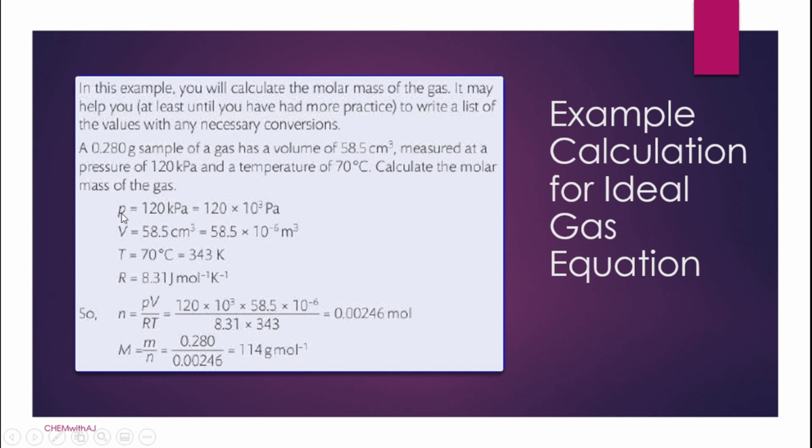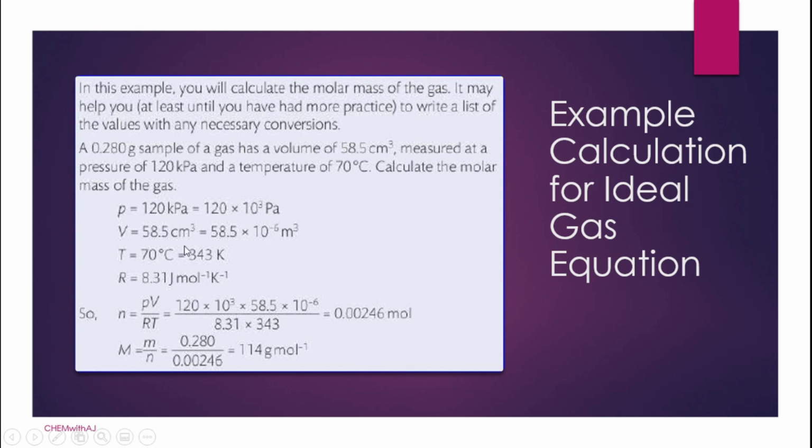The first step is to write down all the data we have. P is 120 kilopascals. We have to convert the units, otherwise we can't use it in the equation, so we convert to pascals. V is given in centimeter cubed, so we convert it to meter cubed. Temperature is given in Celsius, so we convert it to Kelvin. For R we use the data booklet to find the value. Then we rearrange PV equals nRT to give us n equals PV over RT.